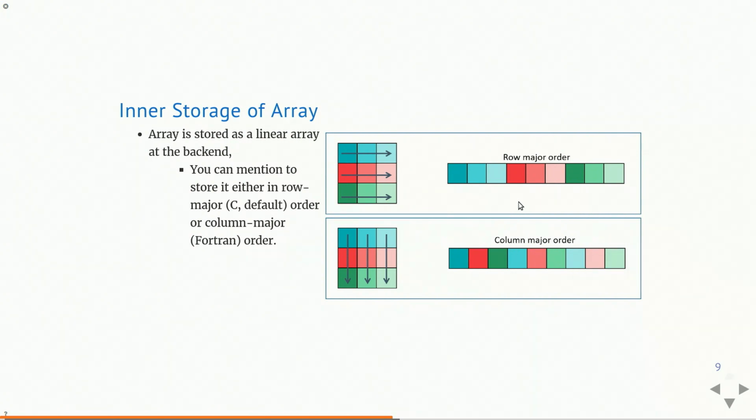They are stored either in row major order or in column major order. Row major order is also referred to as C order, and column major order is also referred to as Fortran order. In a row major order, the first row of a multidimensional array will be stored first, followed by the second row, and so on. In contrast, in a column major order, the first column of a multidimensional array will be stored first, followed by the second column, and so on.